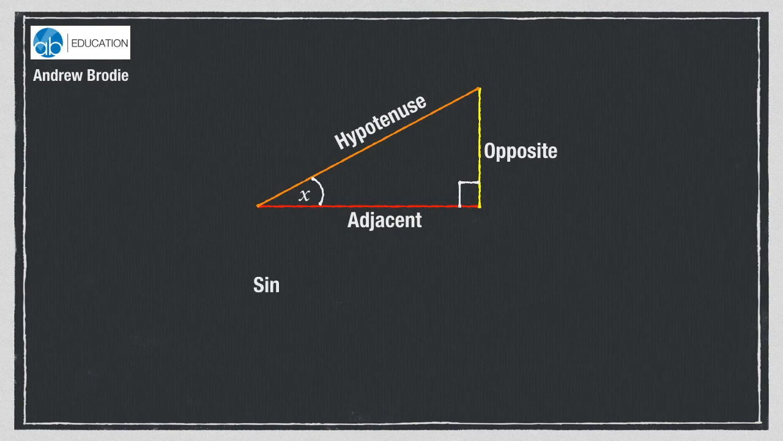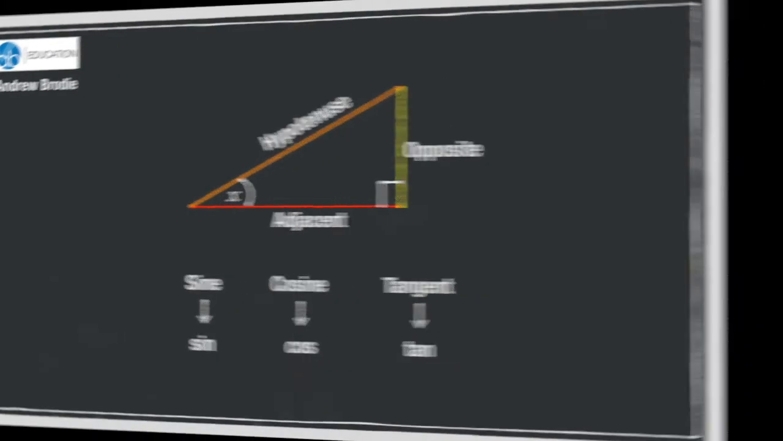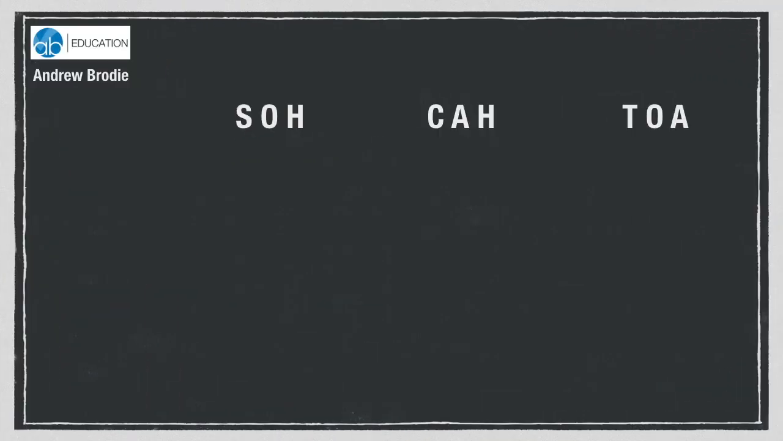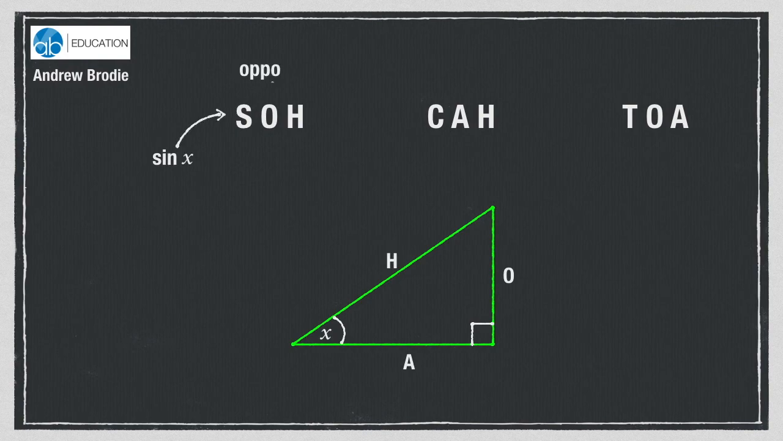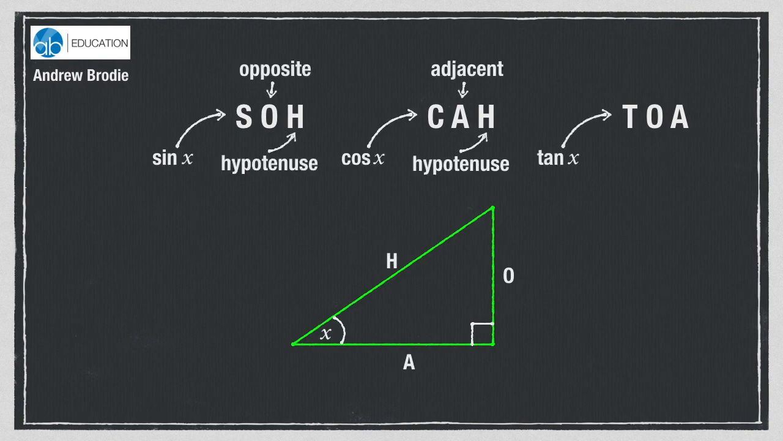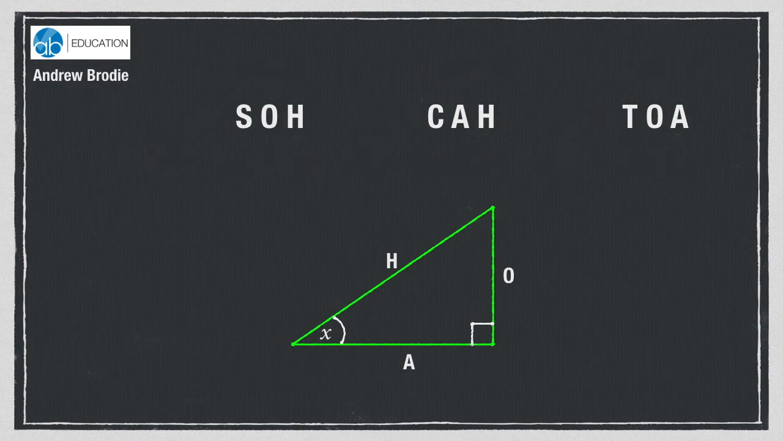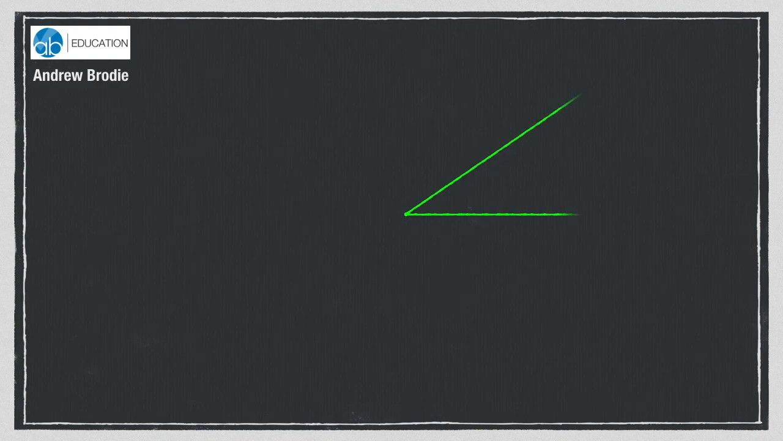We use sine, cosine and tangent, otherwise known as sin, cos and tan. Now look at SOHCAHTOA. Remember that sine is equal to the opposite over the hypotenuse. Cosine is adjacent over hypotenuse, and tangent is opposite over adjacent. Let's look at the sine part only.